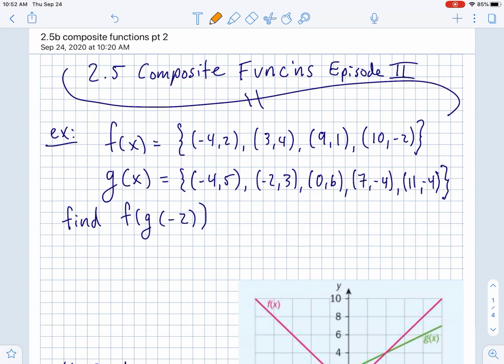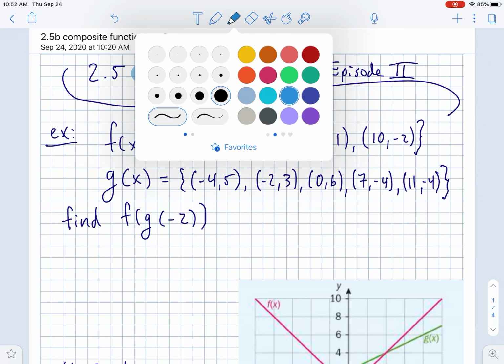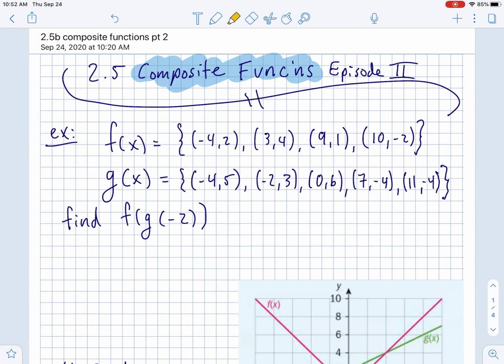Today we're going to finish off 2.5, the composite functions. Remember, the functions within a function. Our first example, they don't give us the equation or graph or anything like that. They just give us these coordinate pairs from f of x and g of x. So f of x is represented by those 4 coordinates and g of x is represented by those 5 coordinates.